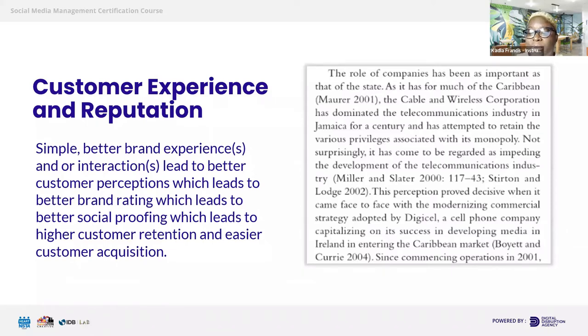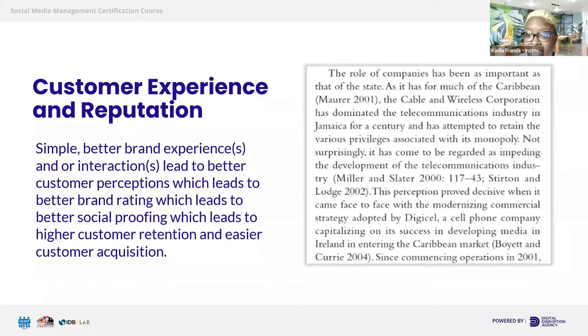So this is an excerpt I found from a book, and it was talking about Cable & Wireless, and it says the role of companies has been as important as that of the state in much of the Caribbean, right? The Cable & Wireless Corporation has dominated the telecommunications industry in Jamaica for a century and has attempted to retain various privileges associated with its monopoly. Not surprisingly, it has come to be regarded as impeding the development of the telecommunications industry.